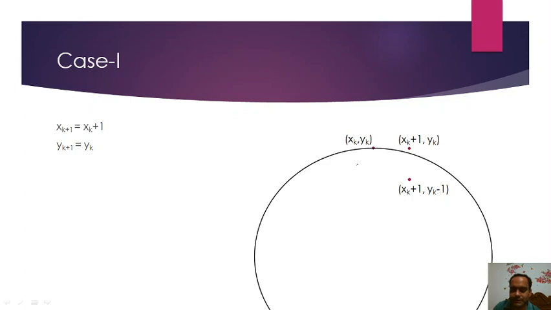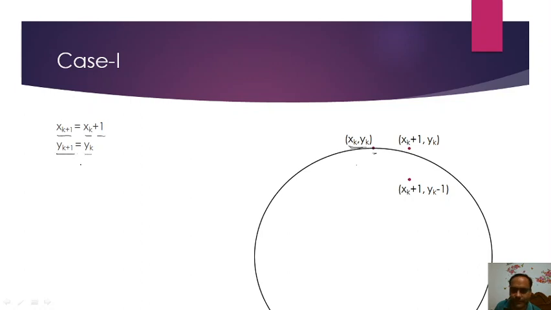Let us assume that xk, yk is the point which we have currently calculated. Now the next point to it will be either this or this. In this case, as you can see, the locus of the circle passes nearer to this point, so we will choose this point, and for this point x is incremented by 1 and y is the same. So this is case 1 where xk plus 1 is equal to xk plus 1 and yk plus 1 is unchanged.